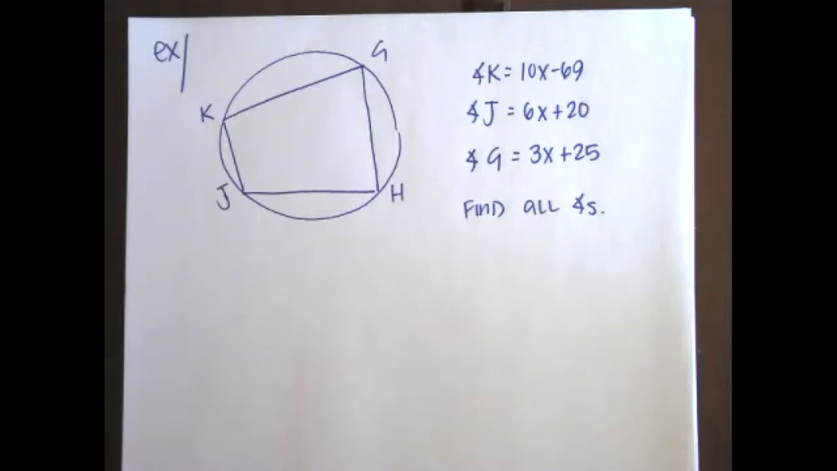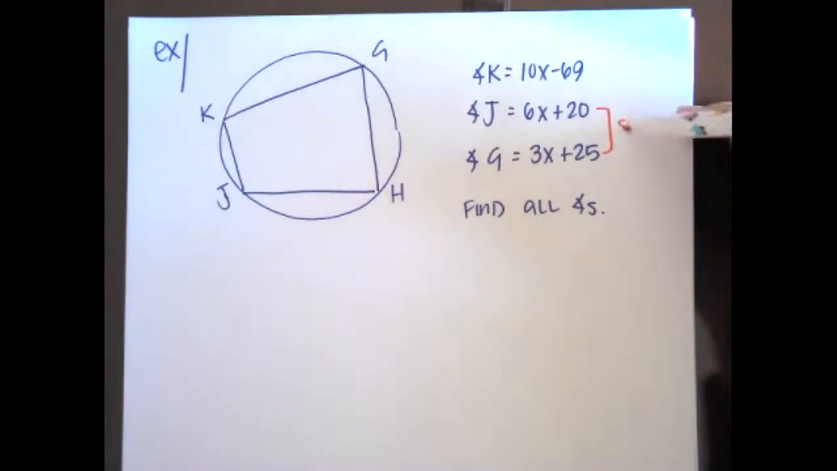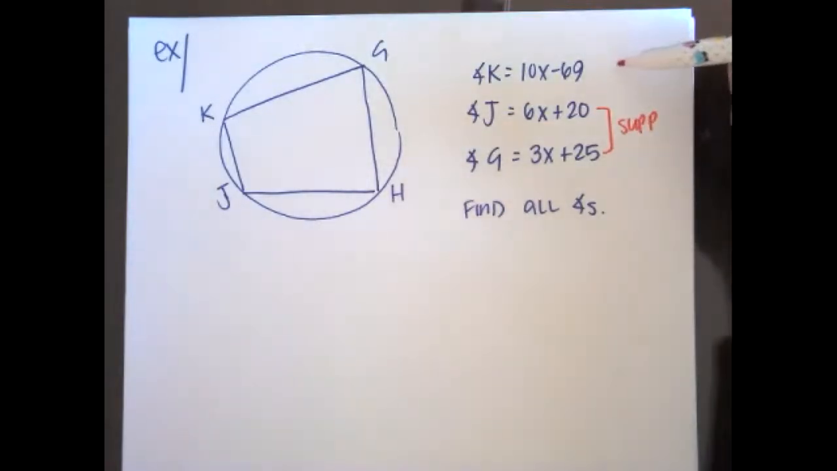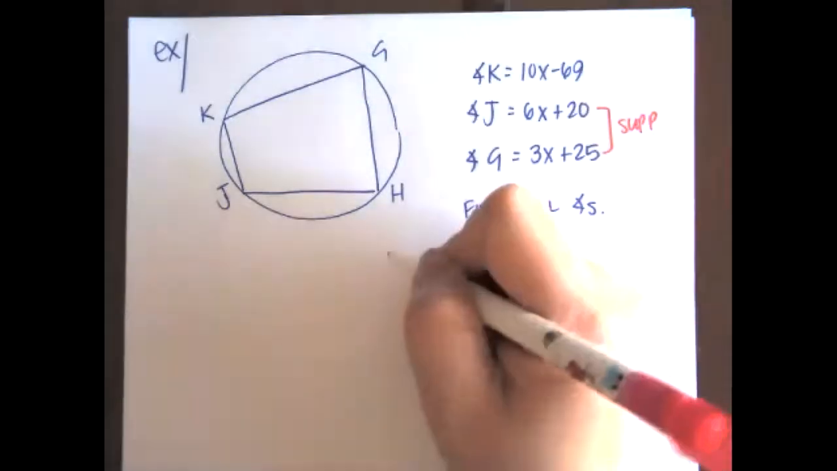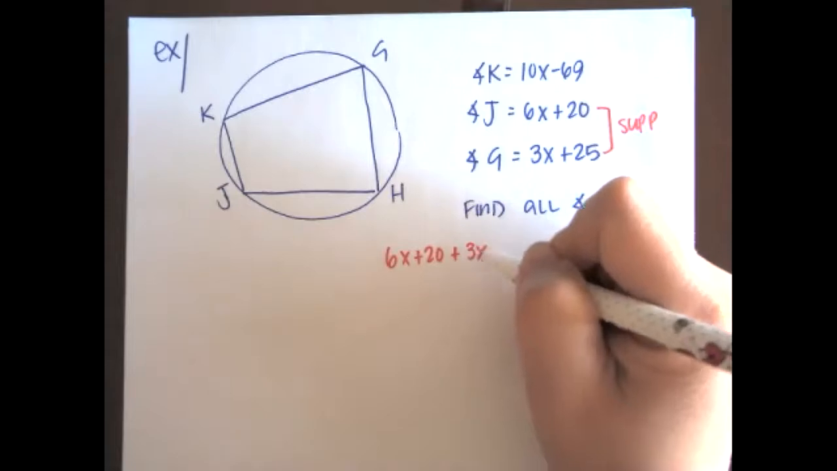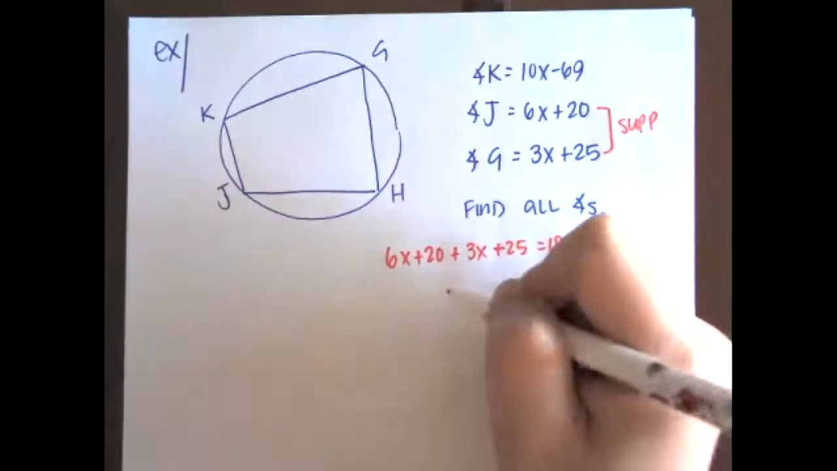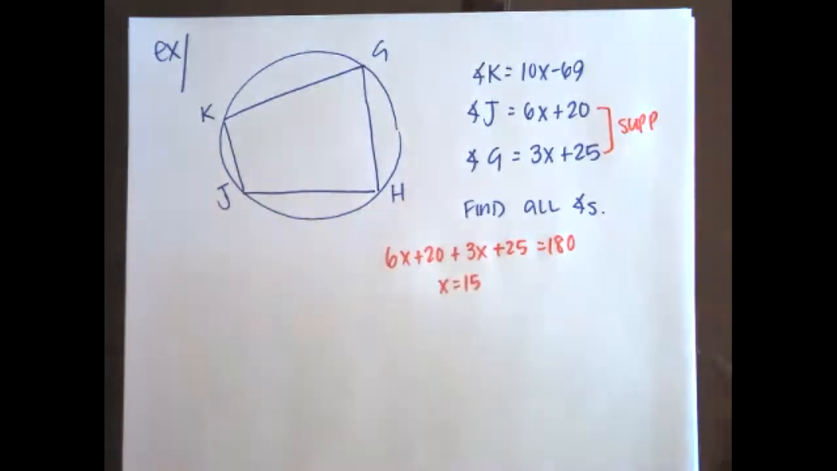So that means we know that the opposite angles are supplementary. So that means angle J and angle G are supplementary. Angle K and angle H, we don't know angle H, so we're going to use these 2 expressions to set this up. So angle J plus angle G equals 180. You should get x equal to 15. And then we'll plug it all in.